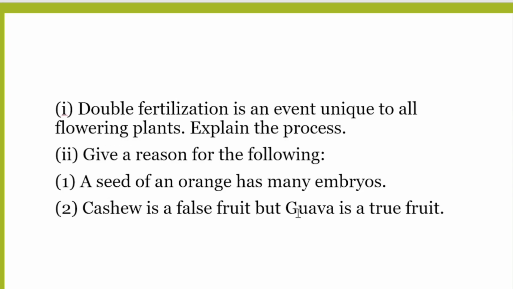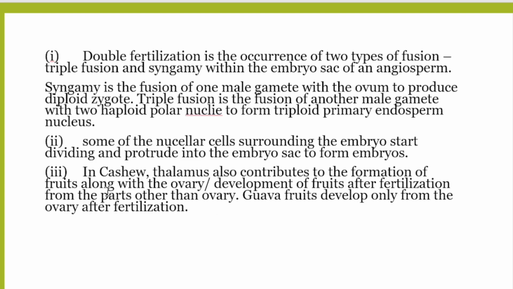Then, cashew is a false fruit, but guava is a true fruit. We know that a true fruit is formed from the ovary after fertilization. If any other part contributes to the fruit formation, that is called a false fruit. So in cashew, the thalamus also contributes to the formation of the fruit along with the ovary. Guava fruits develop only from the ovary after fertilization, so it is a true fruit.